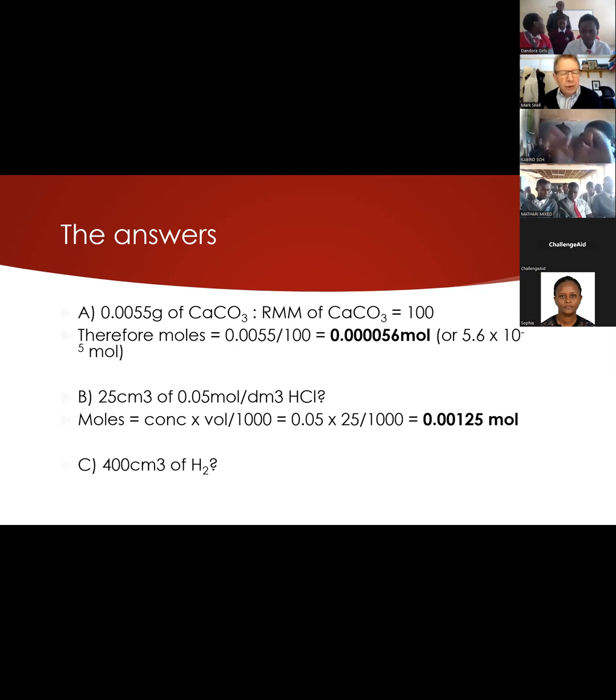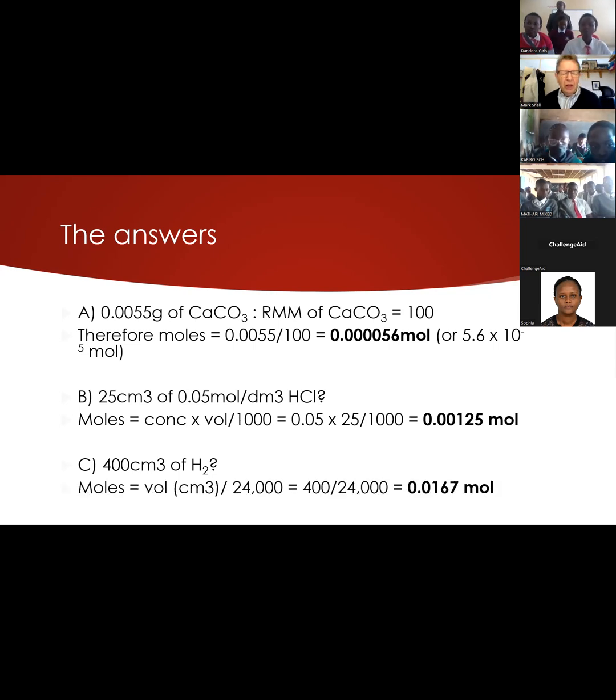In the last one, what is 400 cubic centimeters of hydrogen? Moles is volume in cubic centimeters over 24,000. So it's 400 over 24,000, which is 0.01. We would normally go to 6, 7 rather than writing lots and lots of sixes. That's partly because we only know 400. We don't know 400.00 or maybe it's 401 and so on. We can't be too precise.